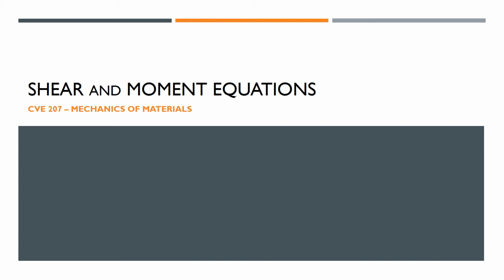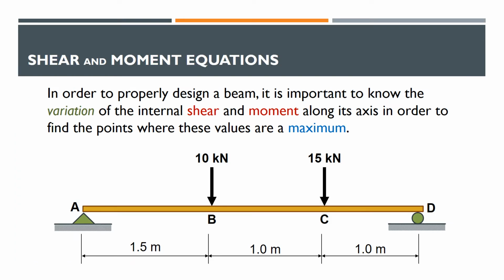To continue with shear and moment in beams, we have what we call shear and moment equations. In order to properly design a beam, it is important to know the variation of the internal shear and moment along its axis in order to find the points where these values are a maximum.